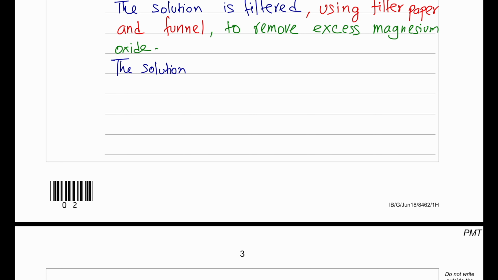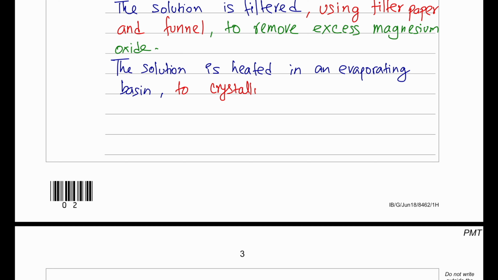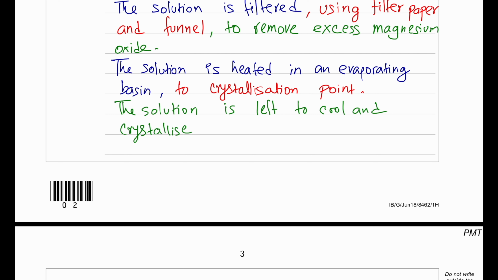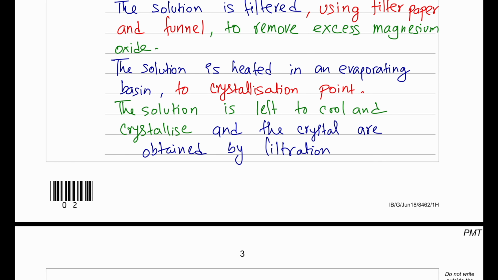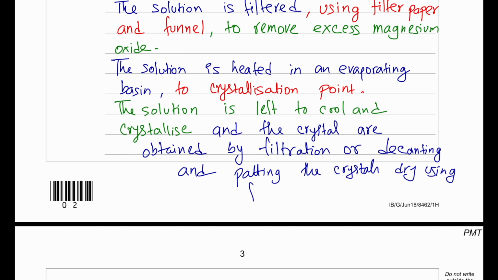Then we're going to heat the solution in an evaporating basin to its crystallization point. Once it reaches the crystallization point, we're going to leave it to cool down so that it has ample time to crystallize. The main reason the solution is going to crystallize is because at lower temperature water has less solubility of salts, so the salt will simply crystallize. Once the crystals are formed, we are going to decant the liquid off. We're going to pat dry the crystals using a dry filter paper, and that's how we get the pure crystals.